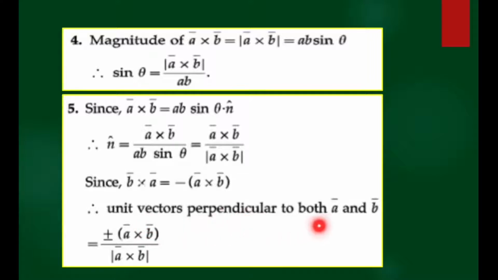Since b bar cross a bar is not equal to minus a bar cross b bar, therefore the unit vectors perpendicular to both a bar and b bar are: we get two unit vectors, the same in the direction of a bar cross b bar or opposite in the direction of a bar cross b bar. So we write here plus or minus.